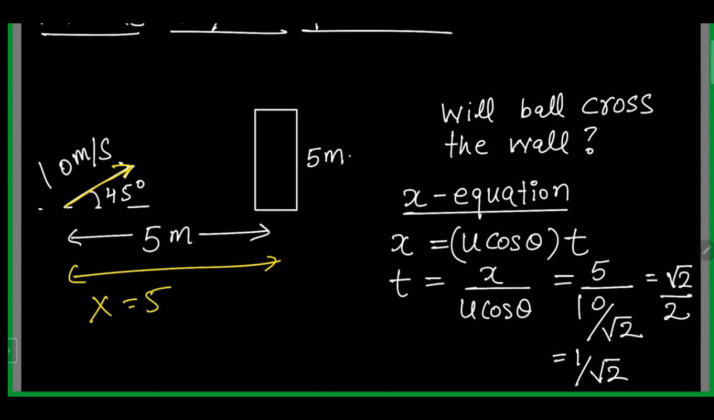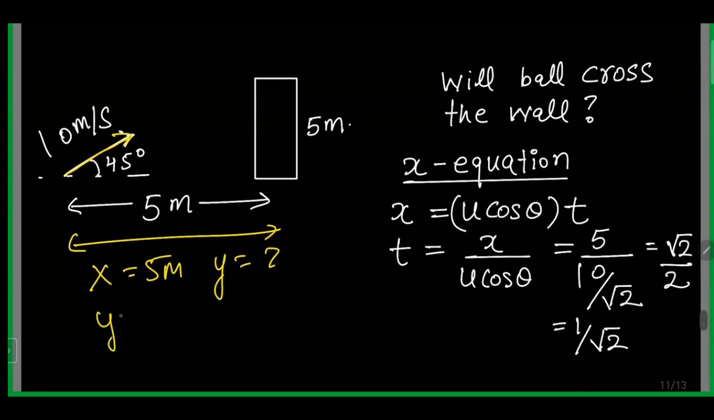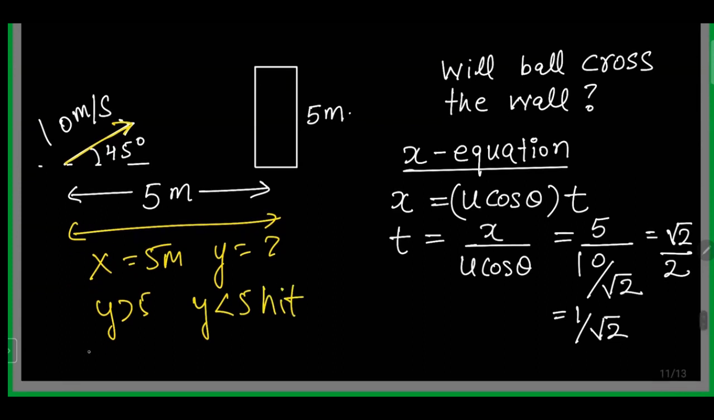So what do you want to see? You want to see, when my ball reaches this point, where x equals 5 meters, what is the value of y? If your x is 5 meters, what is the value of y? If y is greater than 5, it means the ball is above the wall. And if y is less than 5, it means the ball is below the wall. It means it will hit. And in this case, it will not hit.